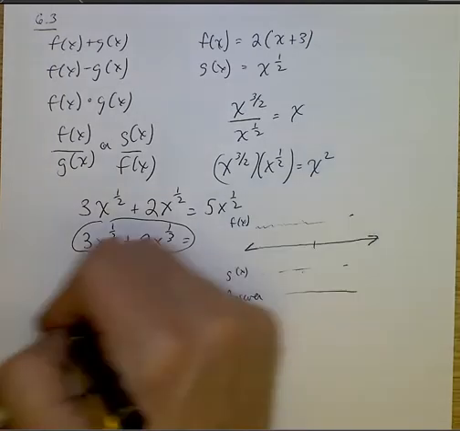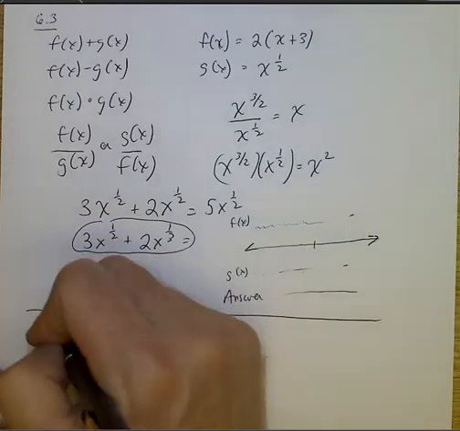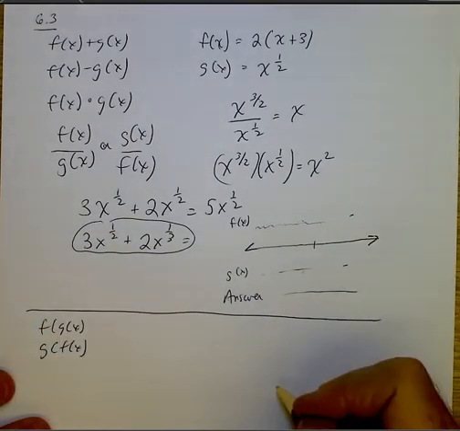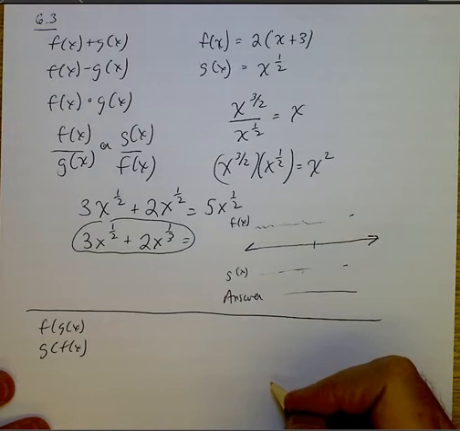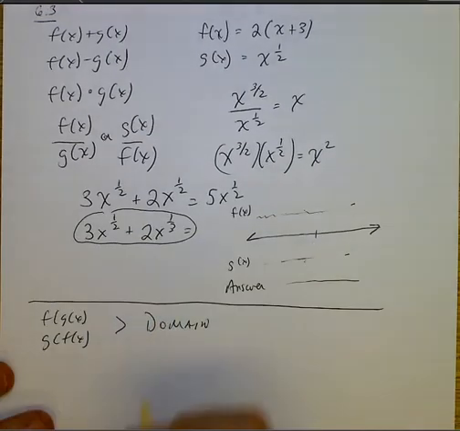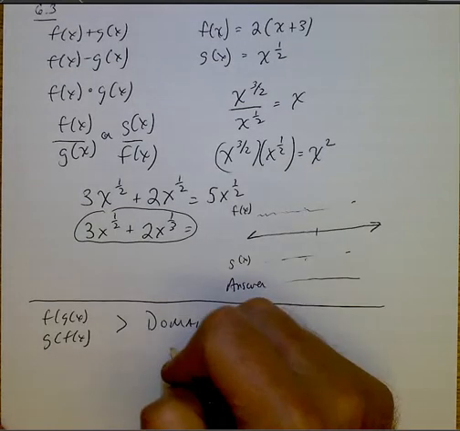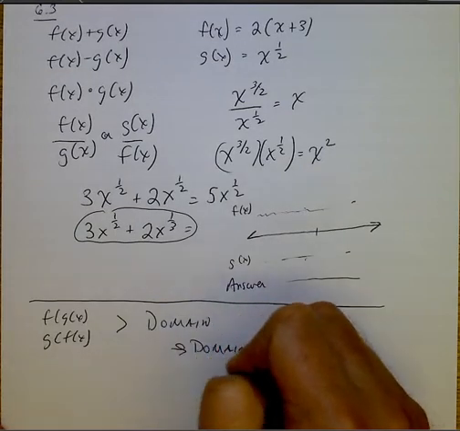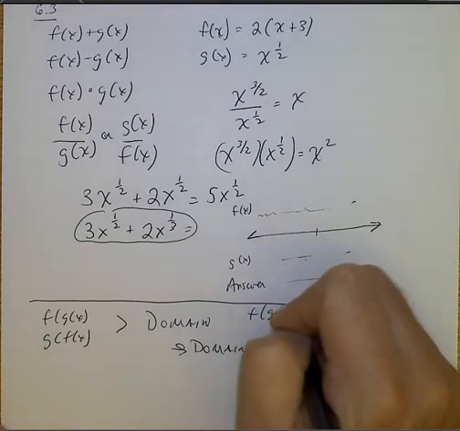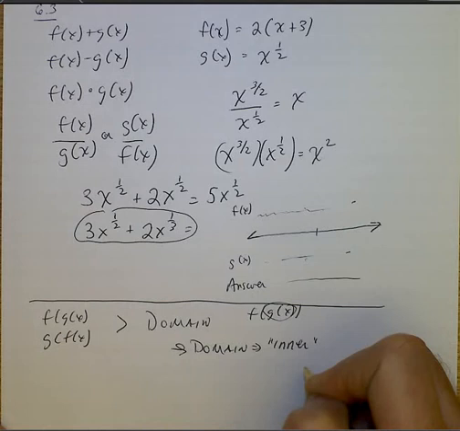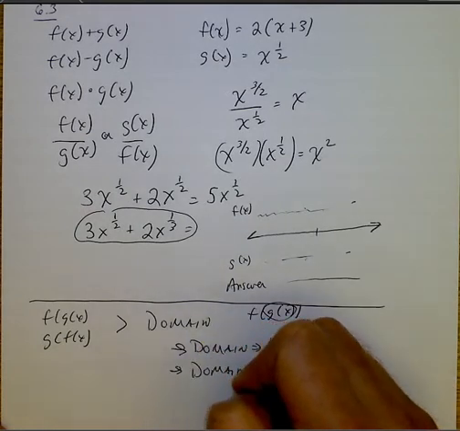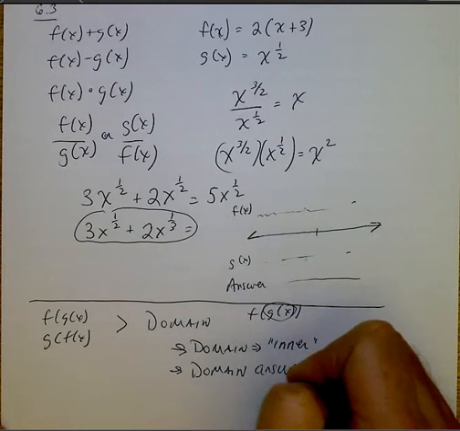Also in 6.3 are composites, f of g of x or g of f of x. Okay, I'm going to give you one of these to do, and I'm going to ask you for the domain. And remember, when you do the domain for the composites, you want to take the domain of the inner. So if it was f of g of x, this is the inner, g of x in this case, and the domain of your answer. And you want to look for the intersection of those two domains.